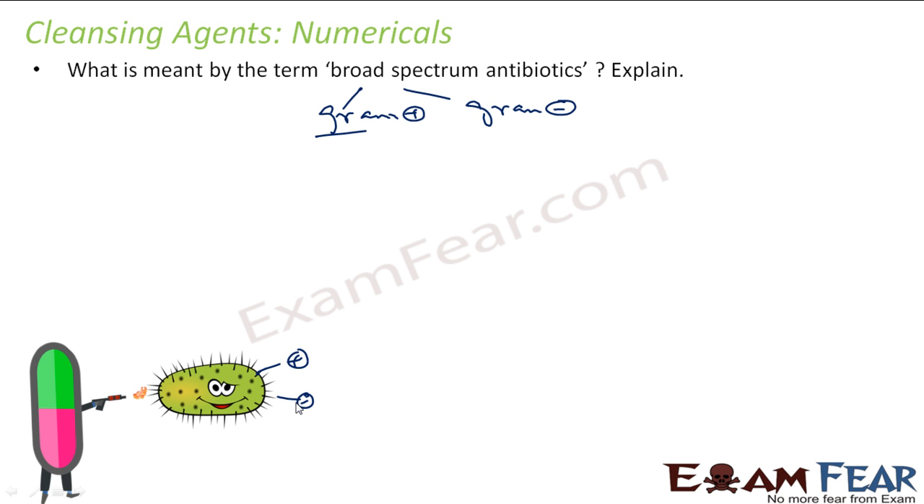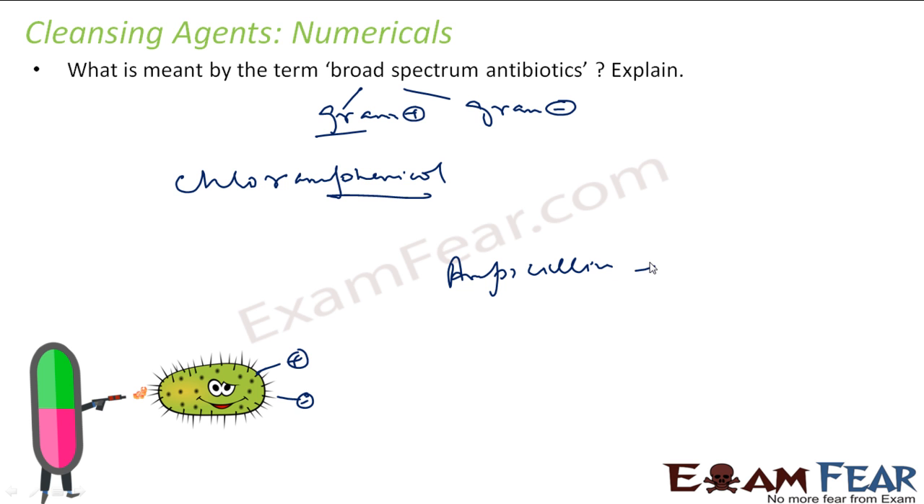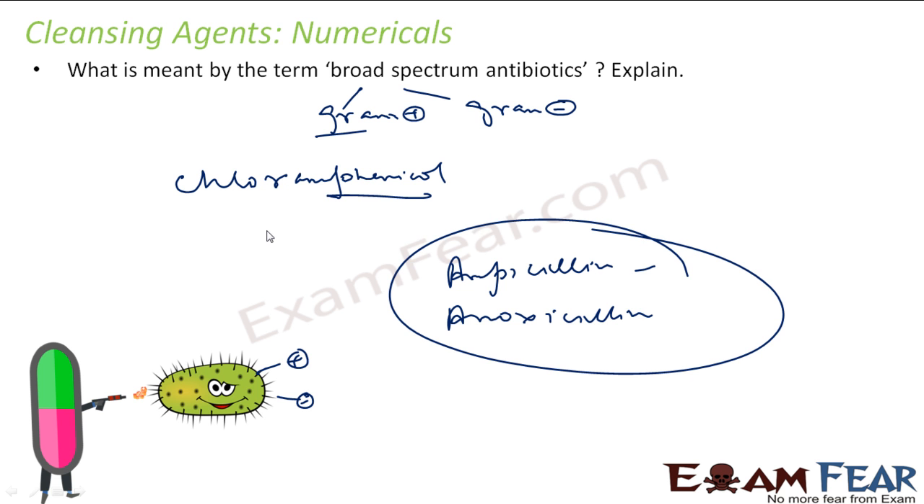An example I can give is chloramphenicol. This is my broad spectrum antibiotic. This is used for treatment of typhoid, dysentery, fever, pneumonia, meningitis, and also urinary infections. So one medicine for so many diseases, so many bacteria. So it's a broad spectrum antibiotic. Also ampicillin is a broad spectrum antibiotic.